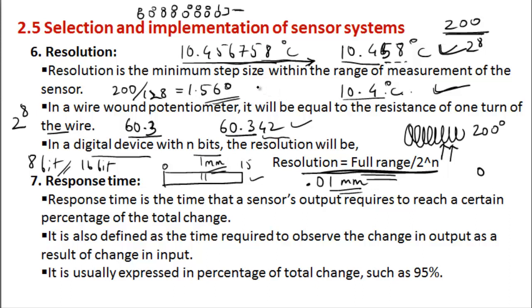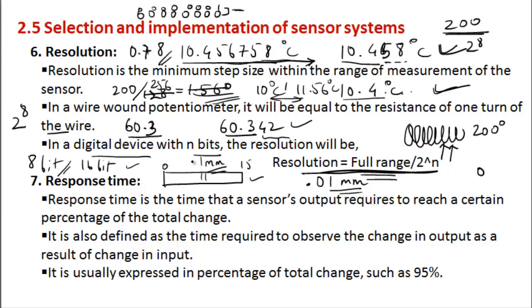That means, suppose it is going to measure 10 degrees Celsius, the next value that it can measure is 11.56 degrees Celsius. That much is the least count. Between this, it cannot measure a value. Sorry, 2 raised to the power 8 is 256, so it's not 128, it's 256. So the value is now going to be 0.78. So the minimum count is 0.78.